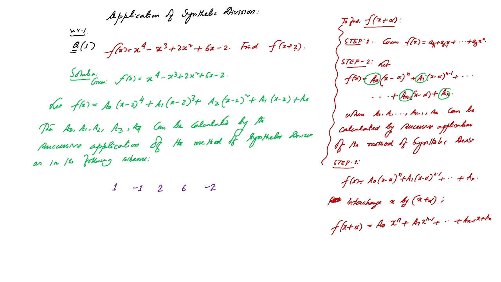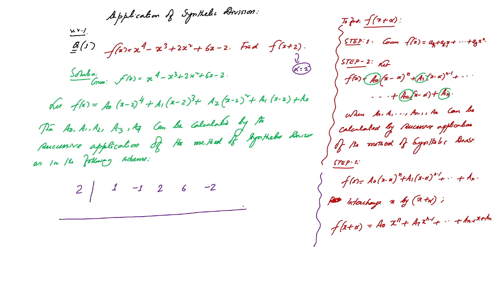Now we'll think about how to produce f(x + 2), f(x + alpha). So the question is, what is alpha? Here alpha is basically 2. So that alpha you will write here.